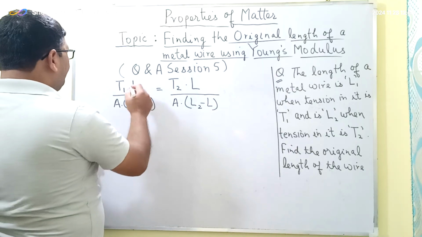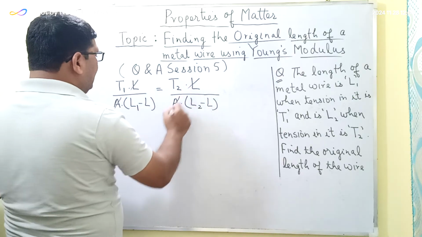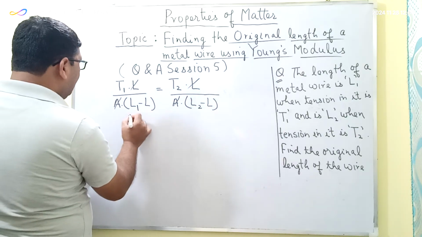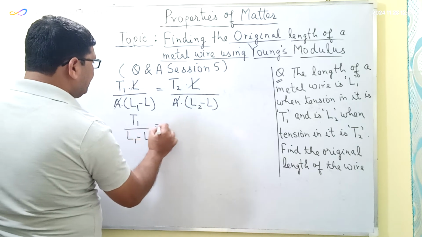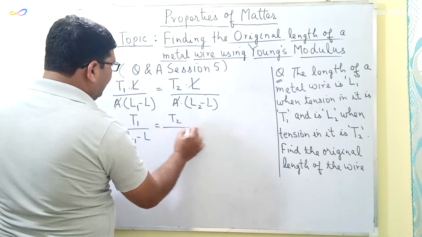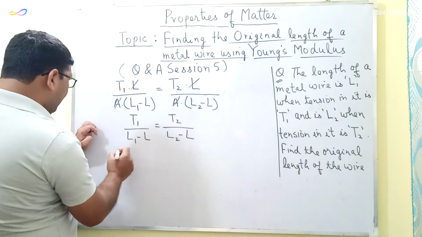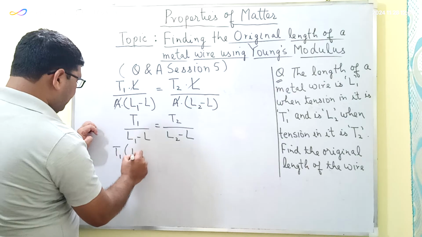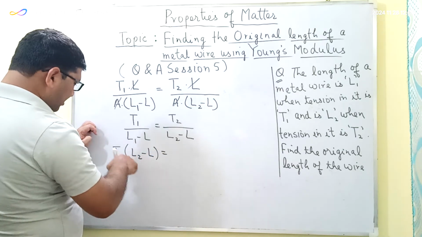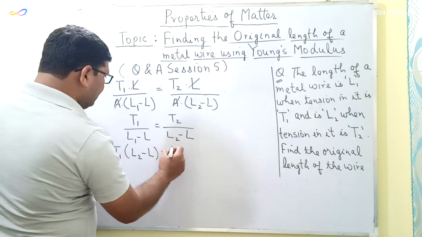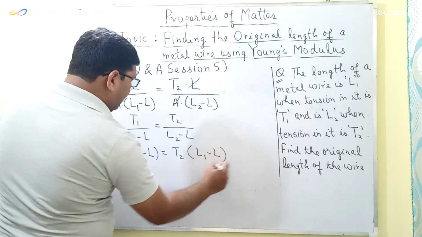From here this A and L will get cancelled out. So finally what I am getting is T1 divided by L1 minus L is equal to T2 divided by L2 minus L. By cross multiplication I will get T1 in bracket L2 minus L, this will be equal to T2 in bracket L1 minus L.